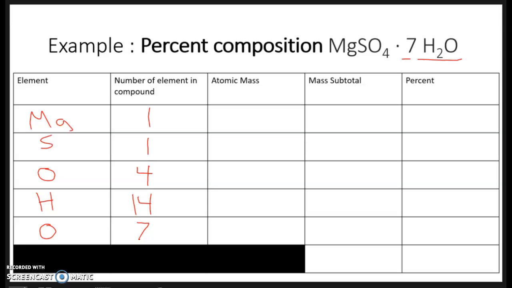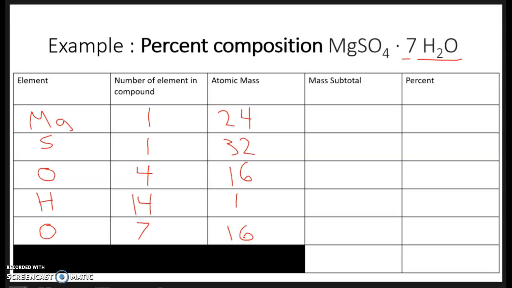Now, for the atomic mass, we head to the periodic table. Magnesium has an atomic mass of 24, sulfur is 32, oxygen is 16, and again, I'm rounding these to a whole number. If you are actually looking at a periodic table, you might notice that there are some decimals with the atomic mass. I'm just rounding these to a whole number. Once again, hydrogen has an atomic mass and oxygen is 16.